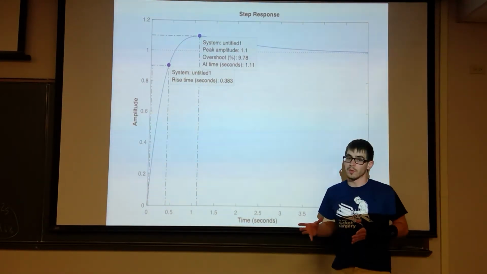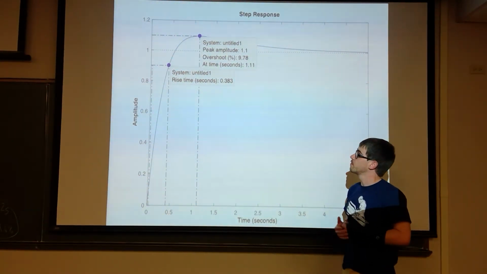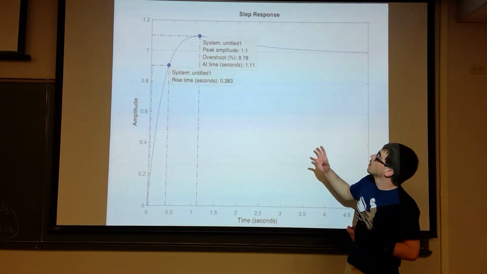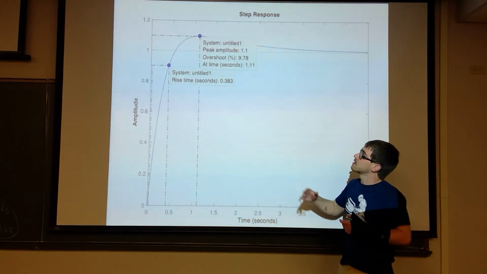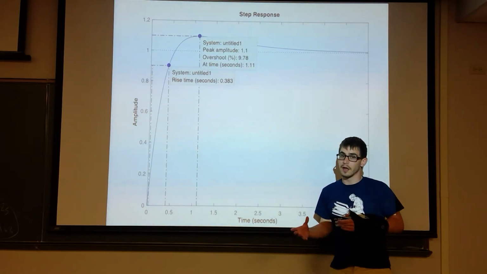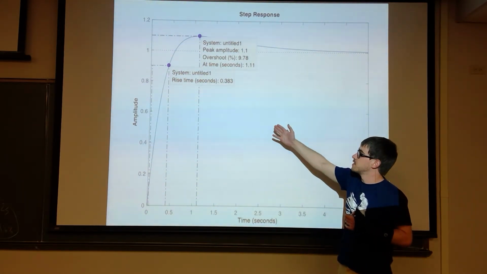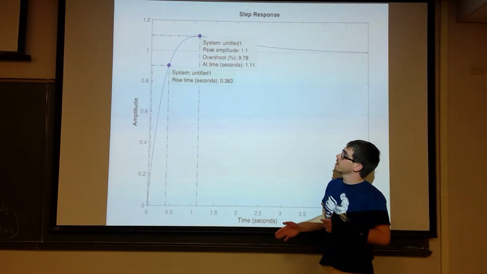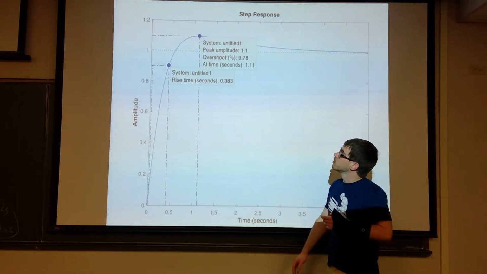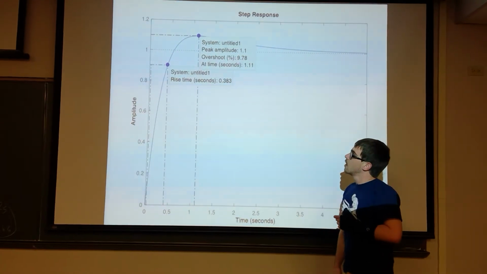So once we implemented this new controller with the derivative, we plotted it on MATLAB, and this is the step response to our unit input of 50 meters. We see that there's a rise time of 0.38 seconds, which is really good, and then our percent overshoot is just under 10%.